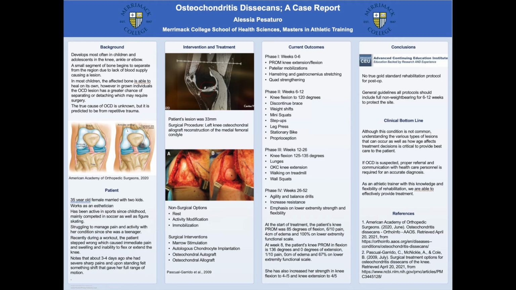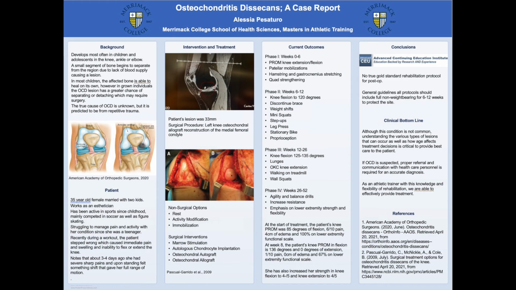To progress to the next phase, she needed to be at 20% of her hamstring strength and 30% of her quadriceps strength, which she was at, thankfully. So at phase 3, weeks 12 through 26, we want her to be at 125 to 135 degrees of knee flexion. We utilize lunges, open kinetic chain exercises, walking on treadmill, and wall squats.